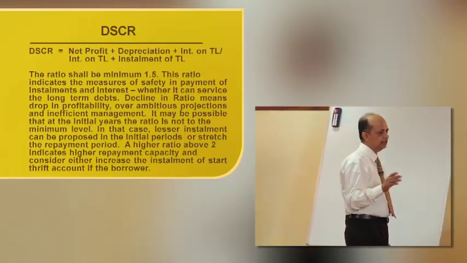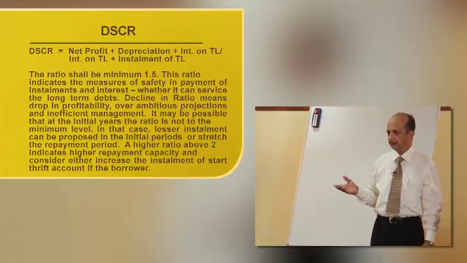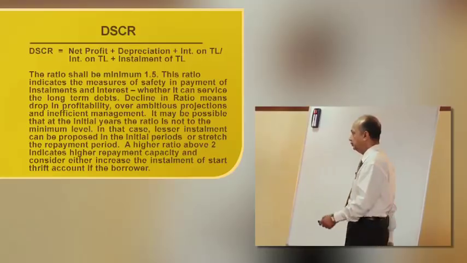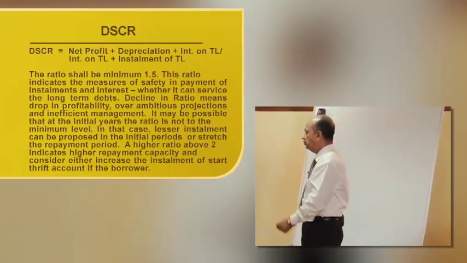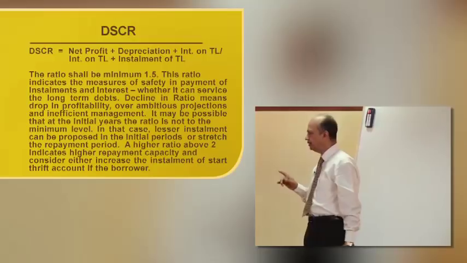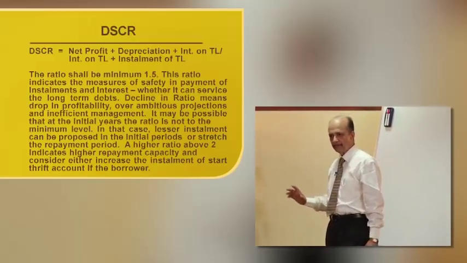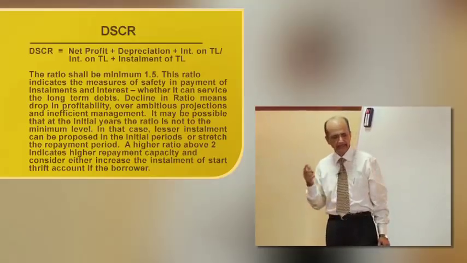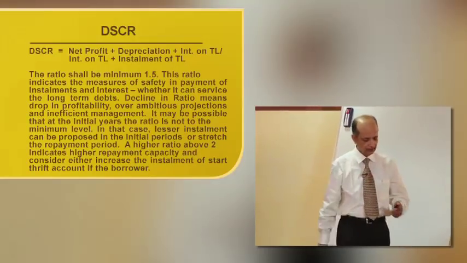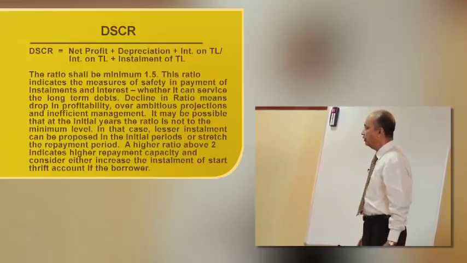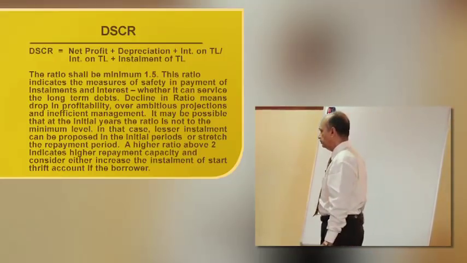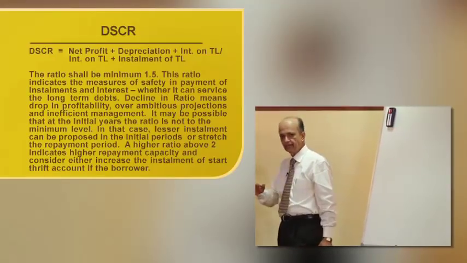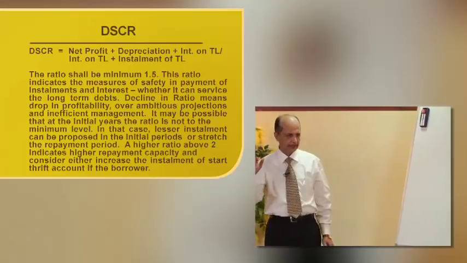that income generation is less, either in the initial years or sometimes later. In that case, what can we do as a banker? The decline in the ratio means a drop in profitability or overambitious projections. Projections may not have been realistic at the time of submission of the proposal, or there may be insufficient management. It may also be possible that in the initial years the ratio is slightly lower.